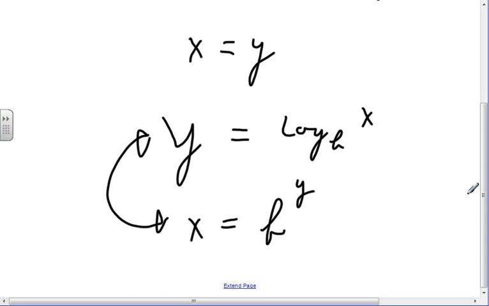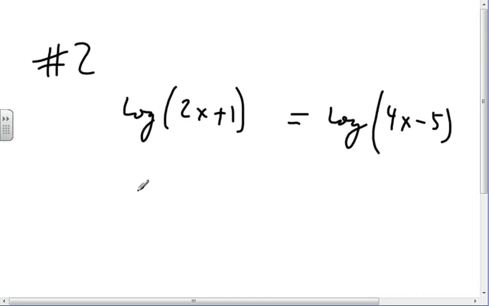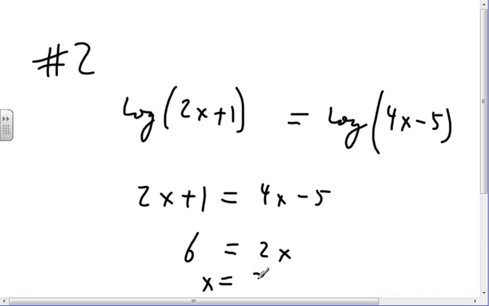All right, so we'll try to do problem number 2. Oh, no, we won't. We'll just do problem number 22. Number 2, my mistake. Log of 2x plus 1 is equal to the log of 4x minus 5. Oh, 2x plus 1 is equal to 4x minus 5. 6 is equal to 2x. x is equal to 3.